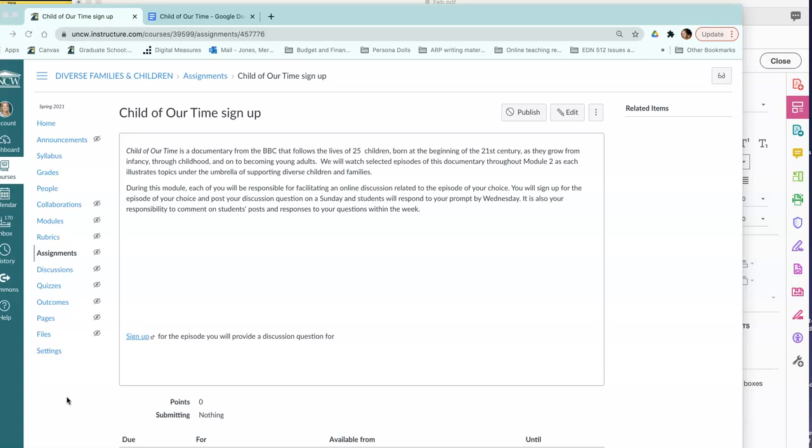And it's really interesting because it follows them throughout different milestones in their life and then throughout different events that happen and so on and so on. So during Module 2, we're going to watch selected episodes of this documentary. Now, the other part of this module is you all are going to select an episode that you're going to facilitate the discussion for that episode.